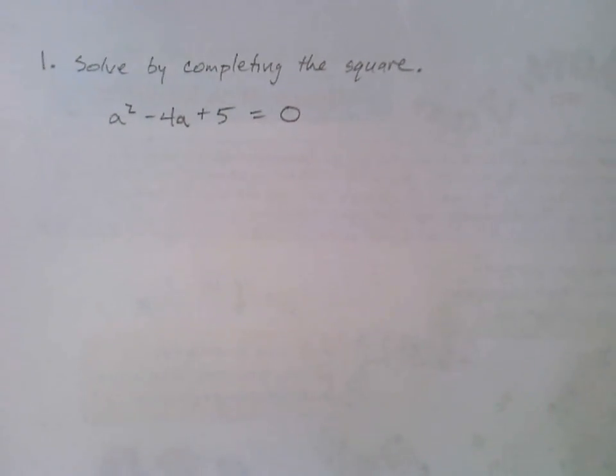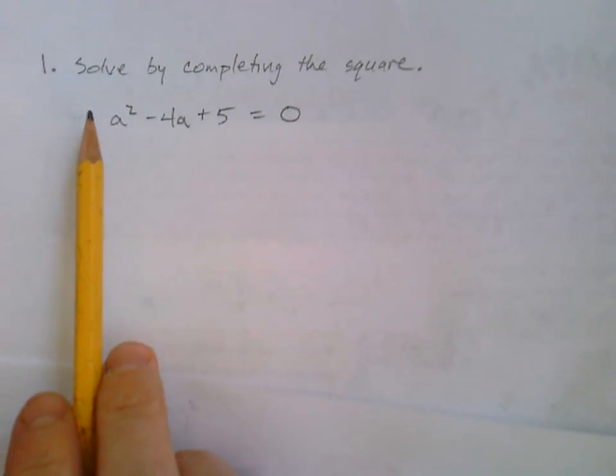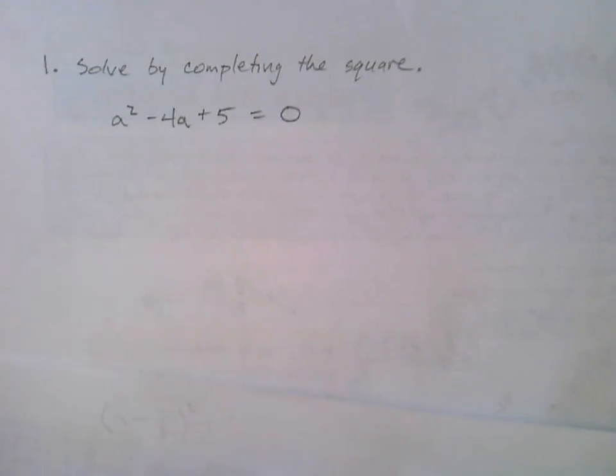So I wanted to give you guys a chance to try one. I would have put this problem up on the screen. So, maybe pause here, take a look at this one, a squared minus 4a plus 5 equals 0. You notice it does not have the number in front of the a squared, so it's not as difficult as that last example. Try it out, see what you get. We'll do it in the next video together.